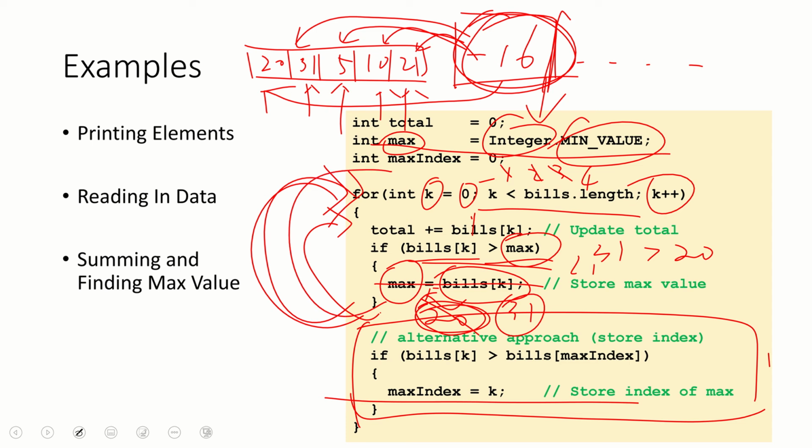Until they match. This one is 5. What's the size for this array? 1, 2, 3, 4, 5. Right now, is 5 less than 5? Wrong. So we jump out of the loop. Okay, so this is a way we can find the maximum value using the index.